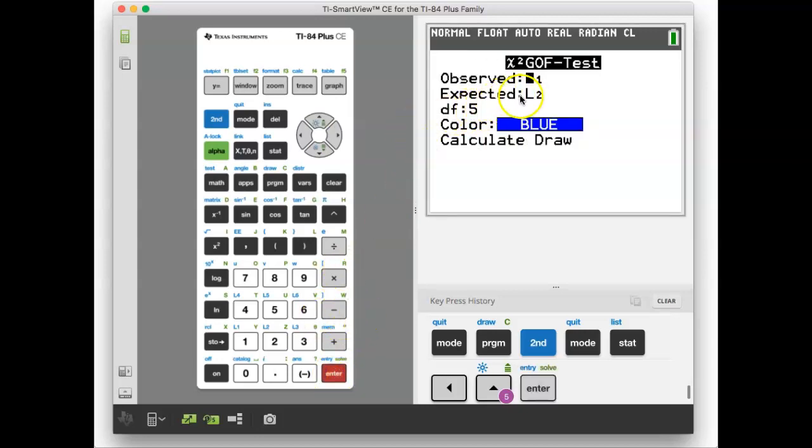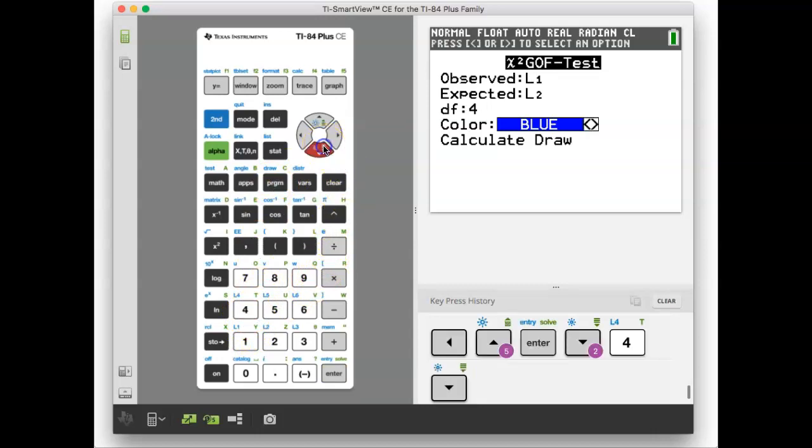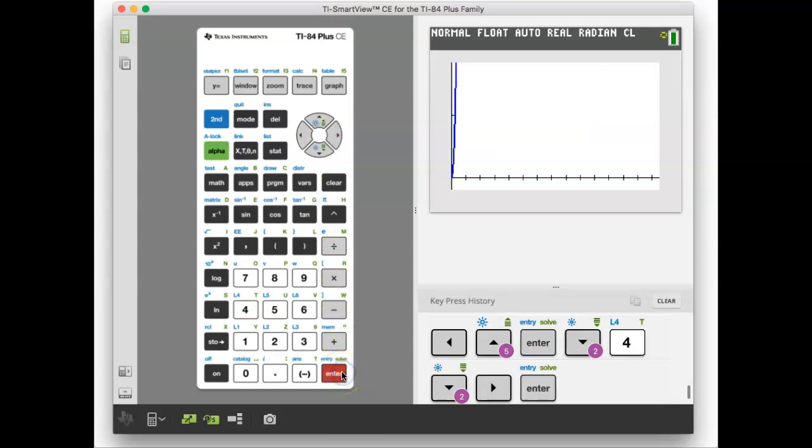And then you're just going to tell it where your observed counts are. For us, that's in list 1. Where your expected counts are, that's in list 2. Your degrees of freedom, which is number of categories minus 1, so that's 4. And then you can just tell it to calculate, or you can tell it to also draw the distribution. I'll have it draw it out for us.